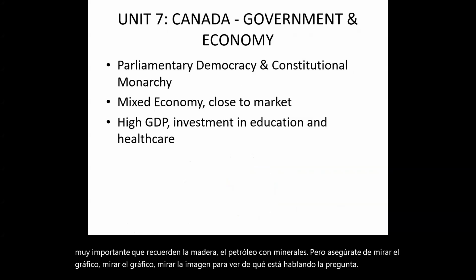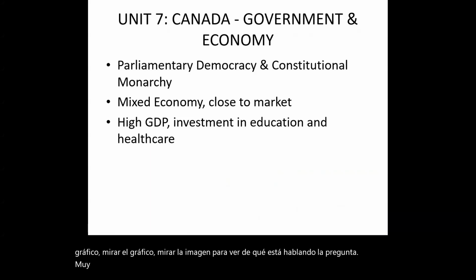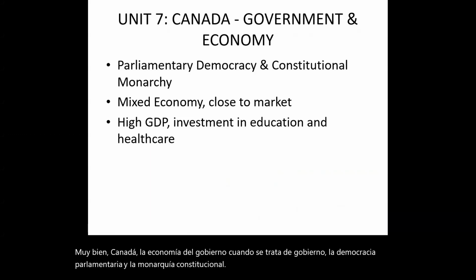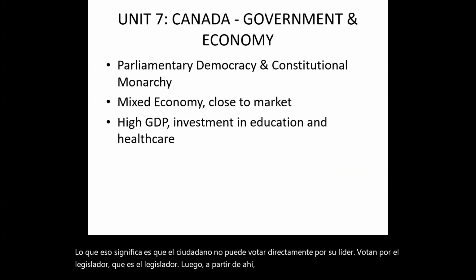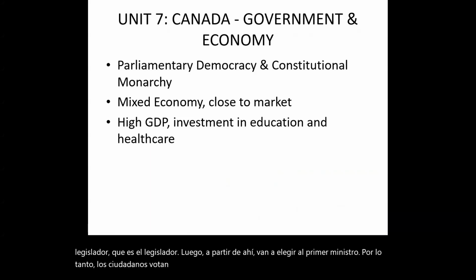All right, Canada, government and economy. When it comes to government, Canada is a parliamentary democracy and a constitutional monarchy. What that means is the citizens do not get to vote directly for their leader. They vote for the legislators, which are the lawmakers. Then from there, they elect the prime minister. So citizens indirectly vote for the prime minister in a parliamentary democracy.